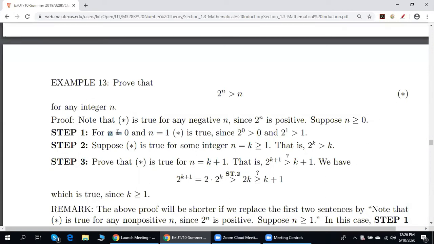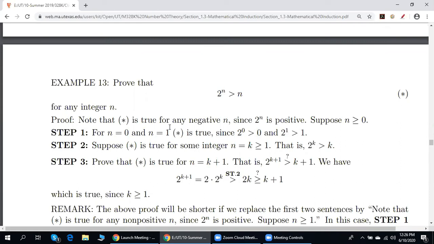So, suppose n is equal to 0. Our left-hand side is 2 to the 0 power, which is 1. Our right-hand side is 0. 1 is indeed greater than 0. For n equal to 1, our left-hand side is 2 to the first power. Our right-hand side is 1. 2 to the first power is 2. 2 is greater than 1.